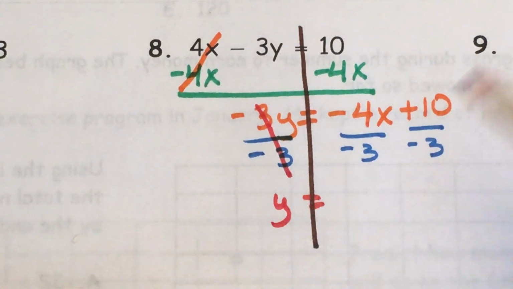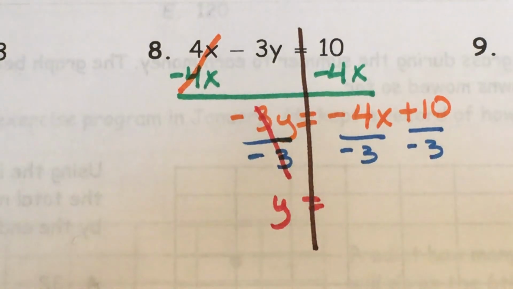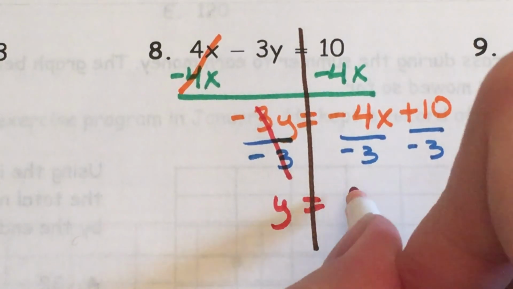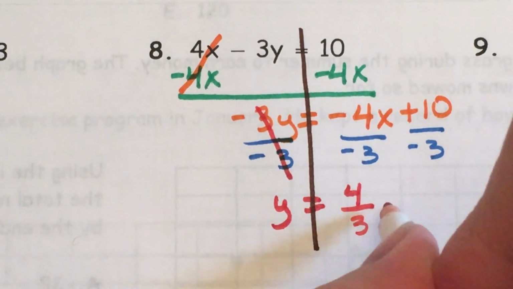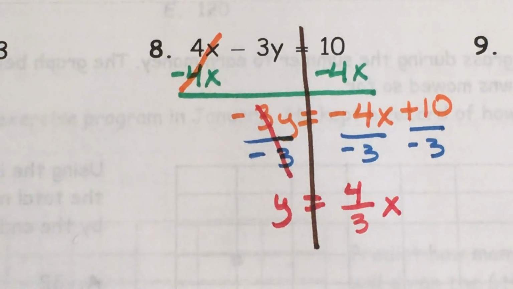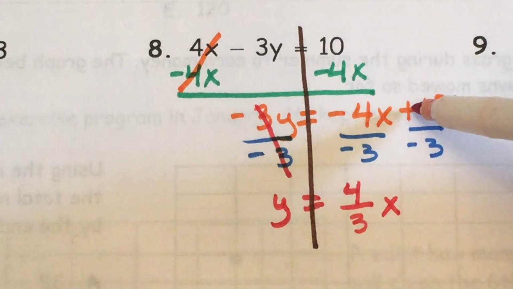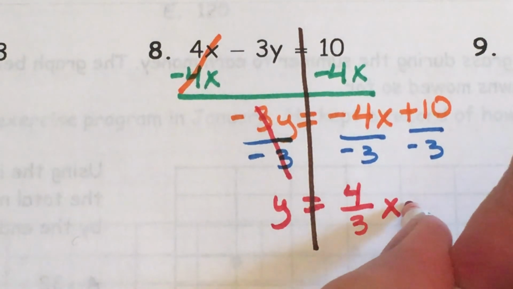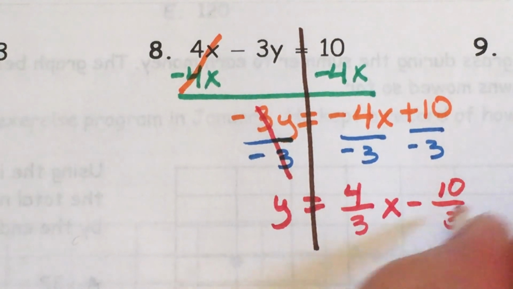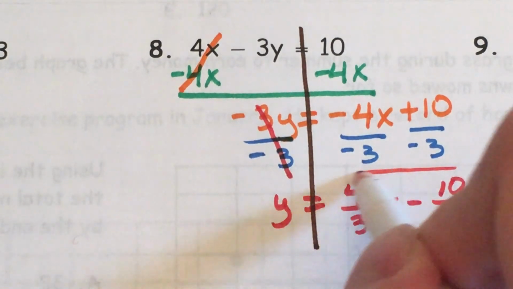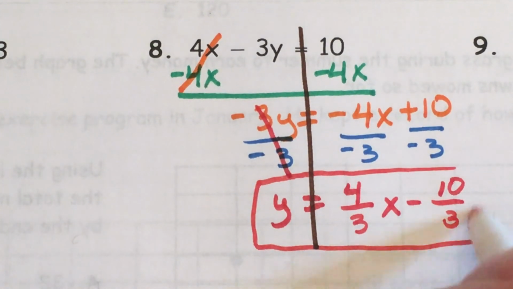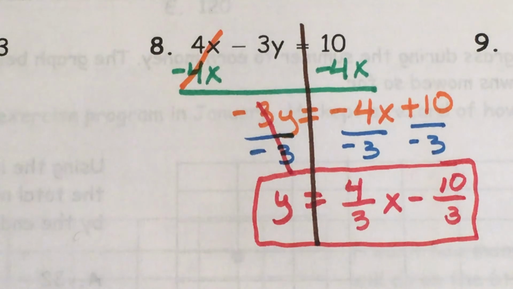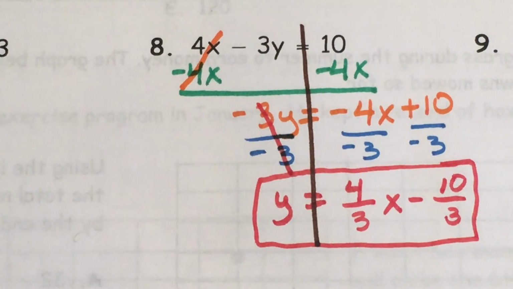Finally, y equals. What's a negative divided by a negative? Did you say positive 4/3 x? I hope so. And what is a positive divided by a negative? Did you say negative 10/3? That's awesome. Okay. Your job is to finish this handout.